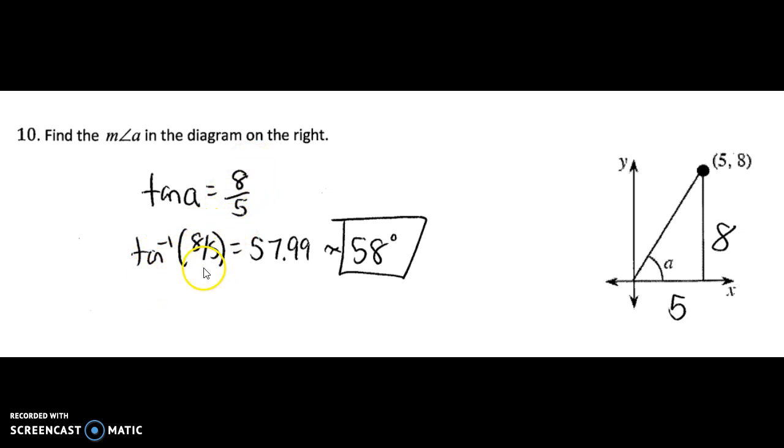And you can plug just that into your calculator, and it should give you 57.99, which we can round to 58 degrees. If you get something weird like a 1.2, something like that, that means that you're in radian mode, not degree mode. So you want to make sure you're changing your calculator to degree mode.